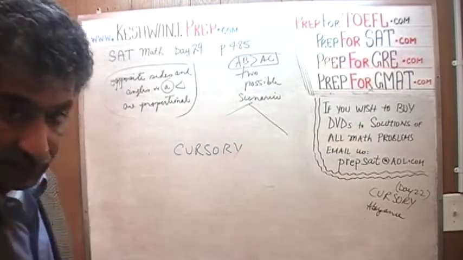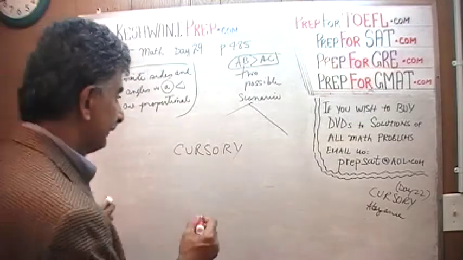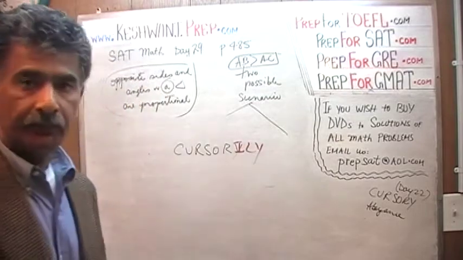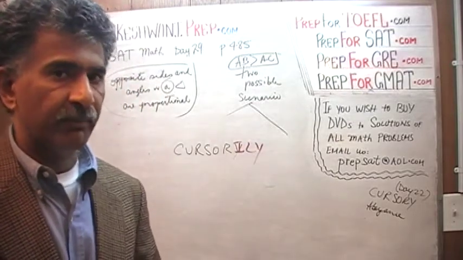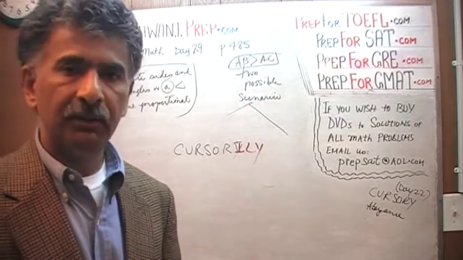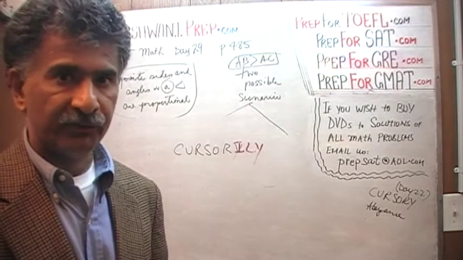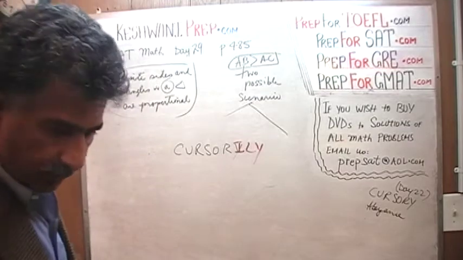If one does something in a cursory manner, if one does something in a hasty manner, one is said to have done it cursorily. Cursorily. You have to slow down in order to say it properly. Just like if one does something in a hasty manner, one is said to have done it hastily. Cursorily is the adverb.